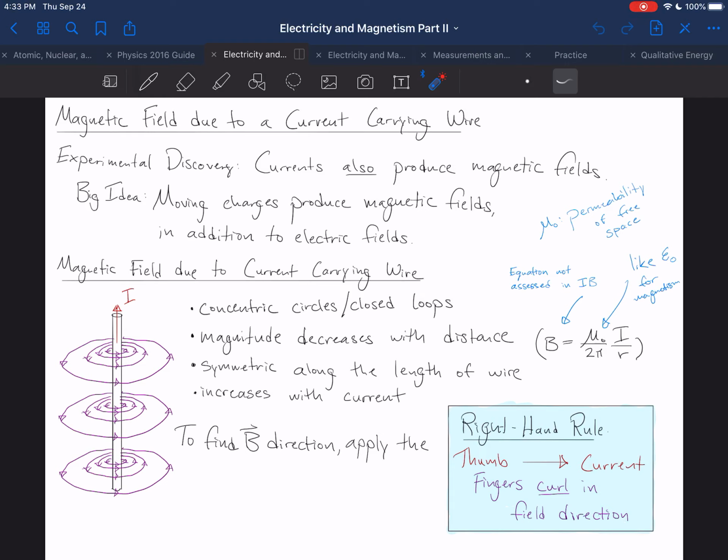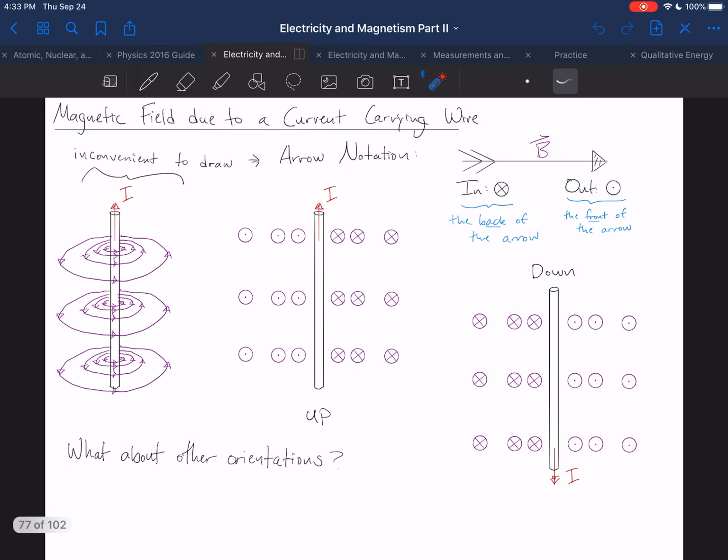The magnetic field consists of concentric circles or closed loops around that moving charge. The magnitude decreases with distance according to this formula. It is symmetric along the length of the wire, and it increases with the current. But this arrangement here is incredibly inconvenient to draw and a little annoying to deal with. So we have a different representation that we use when working with two-dimensional cross cutouts, so you're not trying to draw these isometric field loops.